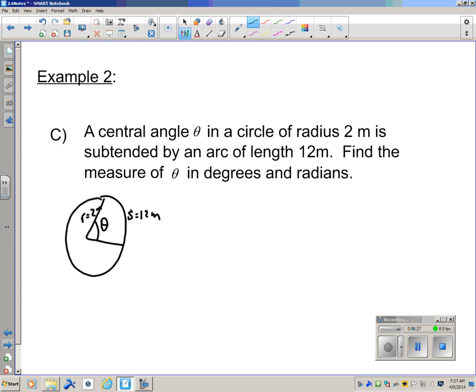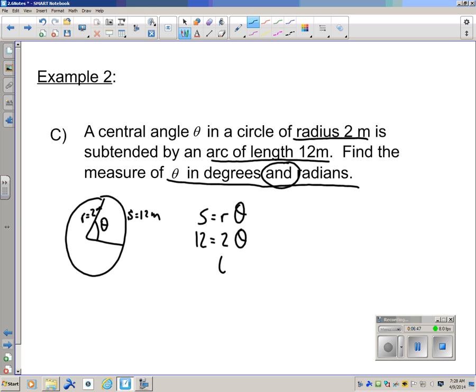So it helps to sometimes draw out a picture there. And they gave you the arc length and the radius, pretty simple. And then we're supposed to find theta in degrees and radians. So this time we need to find both pieces. So S equals R times theta, no different from the formula we've been using. Plug your numbers in there. Divide by 2, and so theta ends up being 6. So theta is 6 radians.